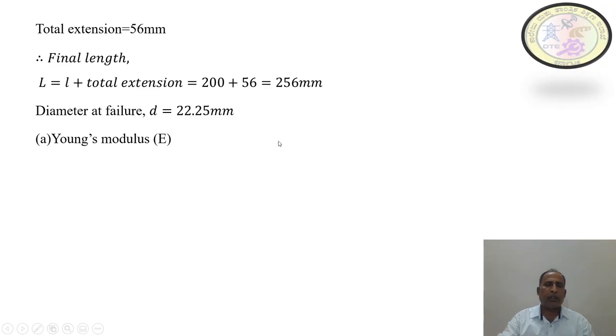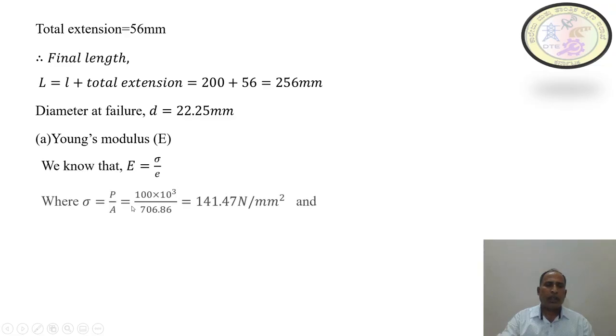For calculating Young's modulus, we require direct stress and strain values up to the proportional limit. We know that Young's modulus is stress by strain. Stress is the force per unit area, so for this P value, he has given different loads. One is the maximum load, one is the load at elastic limit, and one is a load of 100 kilonewton at which some extension takes place, 0.139 mm.